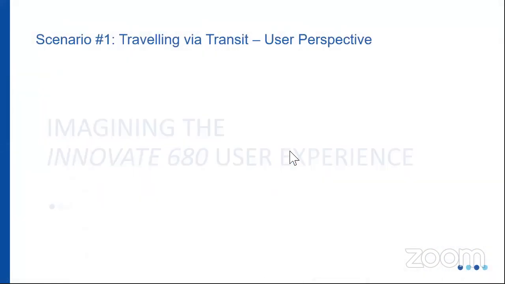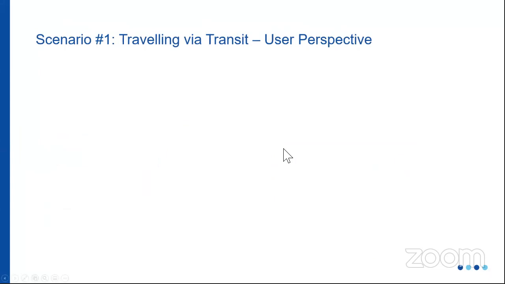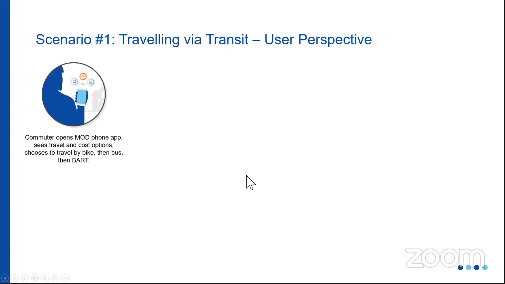I'm going to demonstrate for you two of the different user perspectives that we have developed and how that translates into what we're doing in the systems and the architecture for Innovate 680. I'm going to show you two different perspectives, and this is what we're envisioning a traveler can have as their experience once the Innovate 680 program is fully up and running. The scenario starts with a commuter, and of course, they're going to make a smart decision. They have an app that they load up in the morning, and it tells them all the different travel and cost options they have to get to work that day.